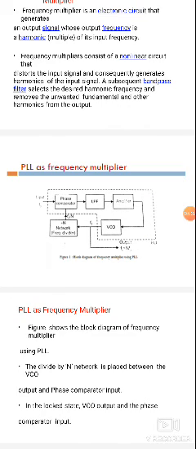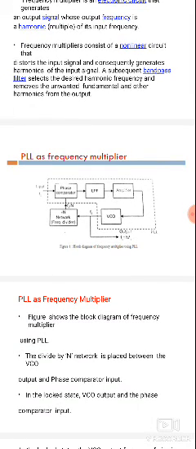Next, a frequency multiplier consists of a non-linear circuit that distorts the input signal and consequently generates harmonics of the input signal. Harmonics are multiples of the signal frequency. A subsequent band pass filter selects the desired harmonic frequency and removes the unwanted fundamental and other harmonic frequencies from the output. So it consists of a non-linear circuit. Non-linear means the output does not follow the input; a circuit whose output does not follow its input is called a non-linear circuit.